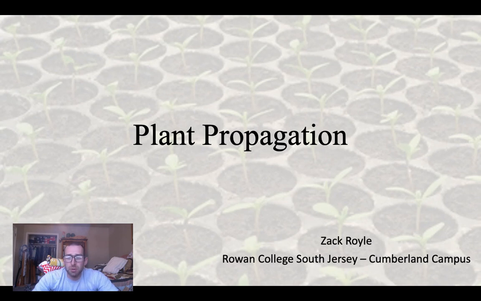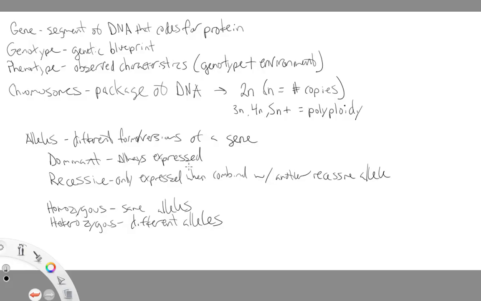Before we get into this, we are going to review plant genetics. Last lecture, we looked at plant genetics, and a lot of it was stuff that we had already covered, right? We looked at genes, segments of DNA that code for particular proteins. We talked about genotype, the genetic blueprint of an organism, and the organism's phenotype, the observed characteristics, the actual traits that we see. And that phenotype is determined by the genotype and the environment.